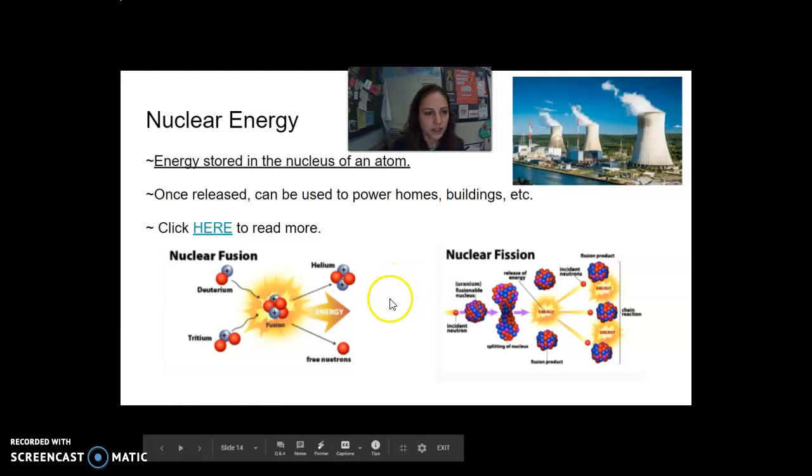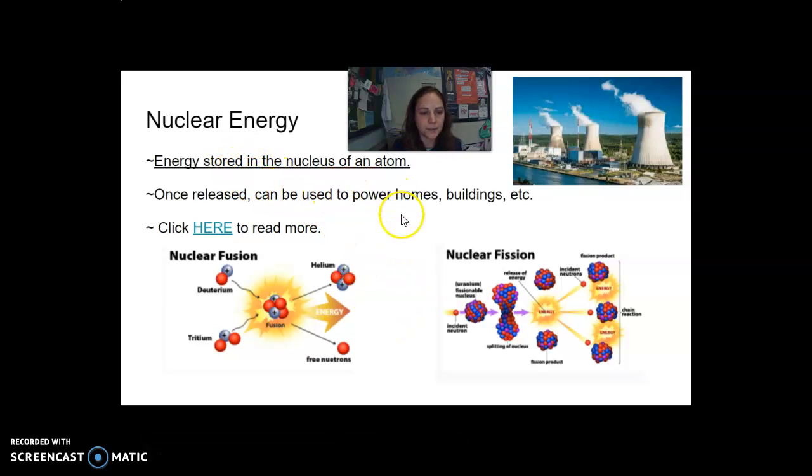Next one is nuclear energy. This is simply energy stored in the nucleus of an atom. Once it's released, it can be used to power homes, buildings, etc. It's actually very clean energy. It doesn't produce a lot of carbon emissions or anything unless the whole entire plant breaks down. Then that can be dangerous, and that has happened in our history. But it is one of the most efficient types of energy.